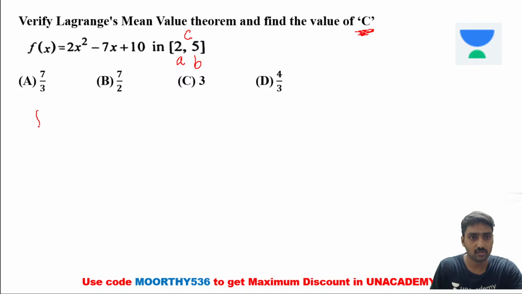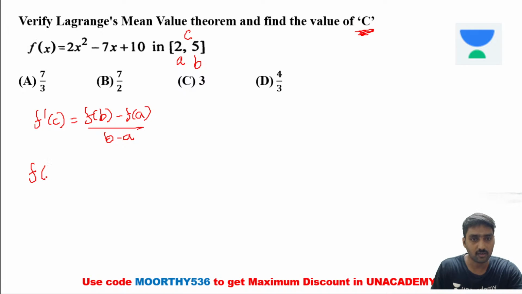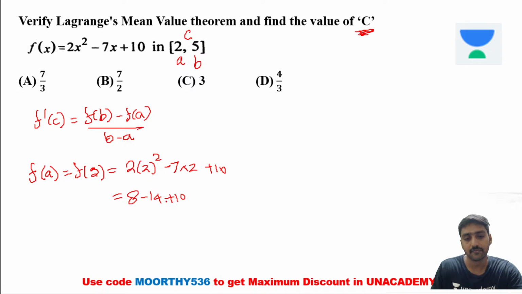F of x they are giving. The formula is f dash of C is equal to f of B minus f of A, the whole divided by B minus A. Now f of A is equal to f of 2. If you substitute 2 into 2 times x squared minus 7 times x plus 10, it's 2 times 2 squared minus 7 times 2 plus 10, which is 8 minus 14 plus 10. 18 minus 14 is equal to 4.